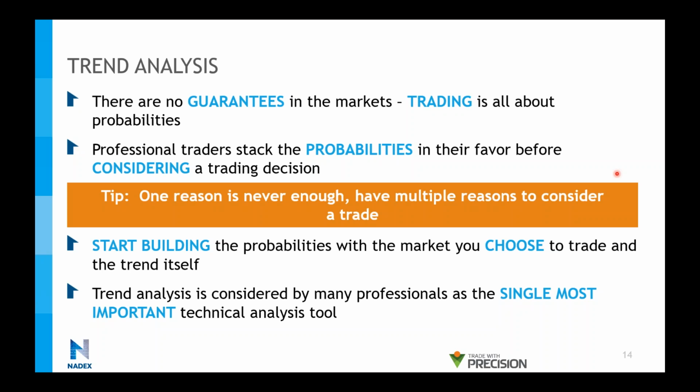But looking at charts and knowing what to look for in those charts, everything that we can identify there helps us to stack the probabilities in our favor. And once we have a certain amount of probability stacked in our favor, we actually have built the case for taking a trading decision. So we want to have multiple reasons to support our trading idea. One reason is never ever enough. Have multiple reasons to consider a trade. Start building the probabilities with the market you choose to trade and the trend itself.